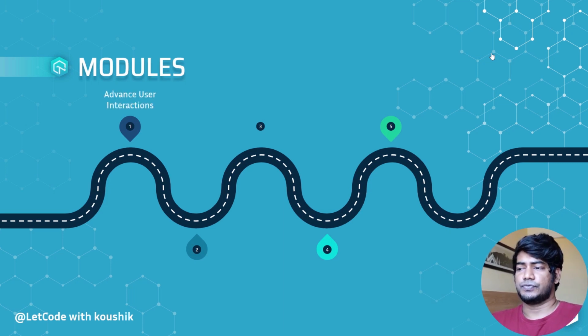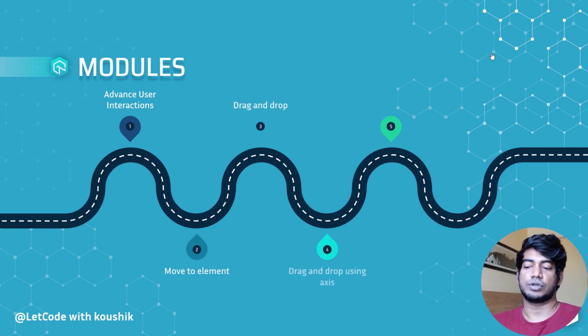First of all, we'll learn what advanced user interactions are and why we have to handle them. Then we'll learn a few of the methods like move to element, drag and drop, and also drag and drop by the x-axis or the y-axis. And we'll also learn a few of the other methods available in the Actions class. So let's get started now.